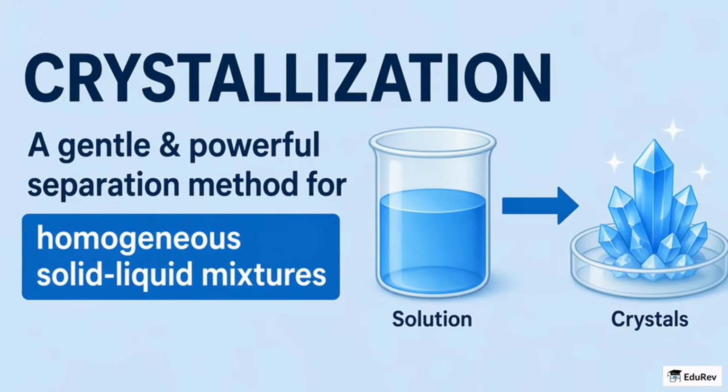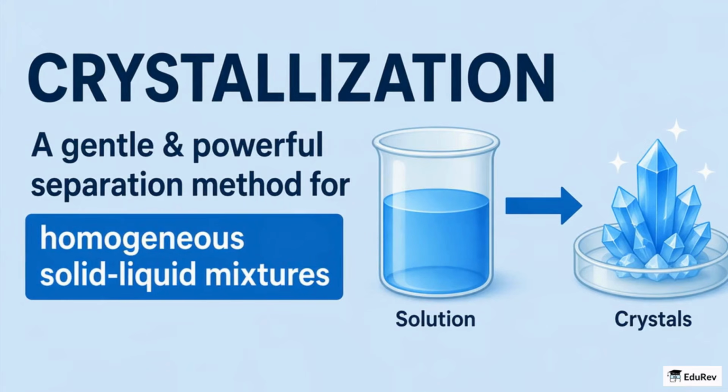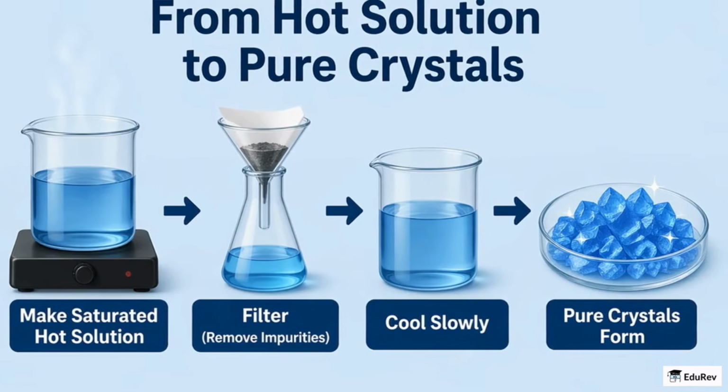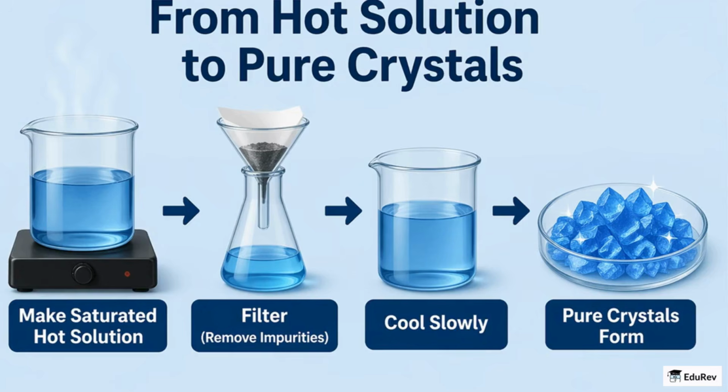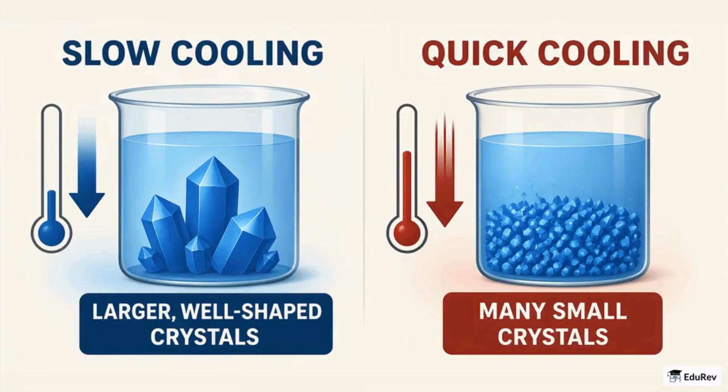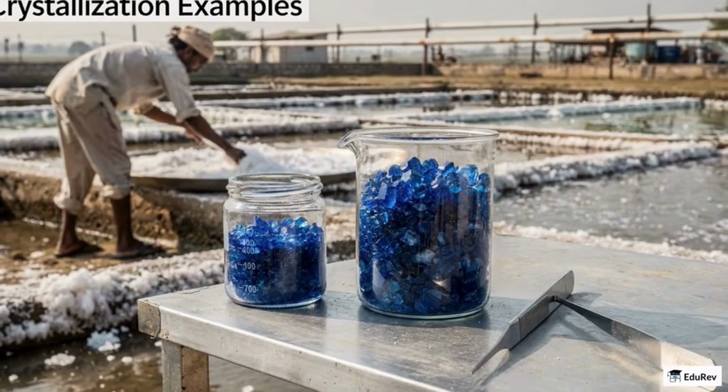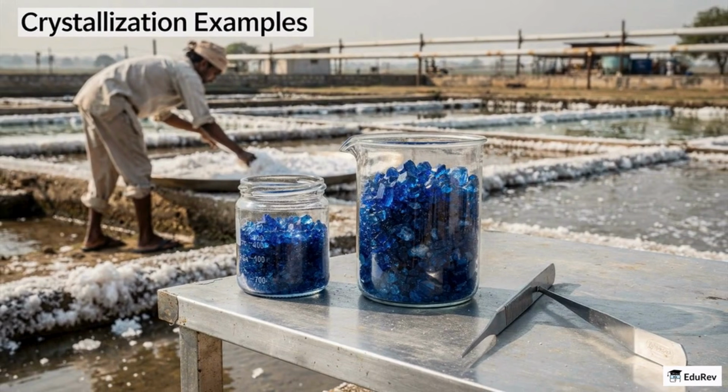Speaking of crystals, crystallization is a gentle and powerful separation method for homogeneous solid-liquid mixtures. You make a saturated hot solution, filter out insoluble impurities, cool the clear liquid slowly, and watch pure crystals form. Slow cooling gives larger, well-shaped crystals, while quick cooling makes many small crystals. Salt from seawater and pure copper sulfate from lab solutions are good examples of crystallization at work.